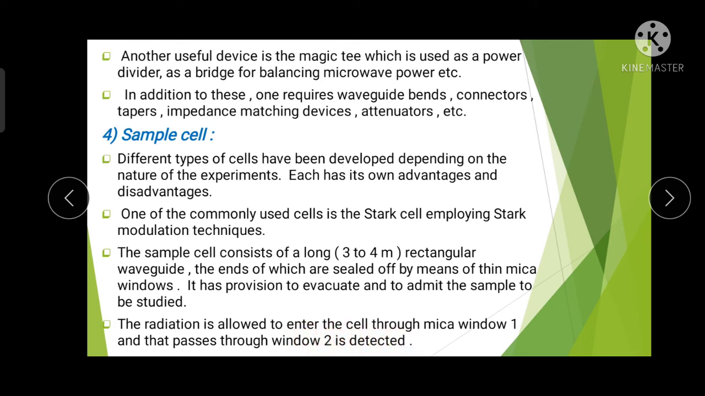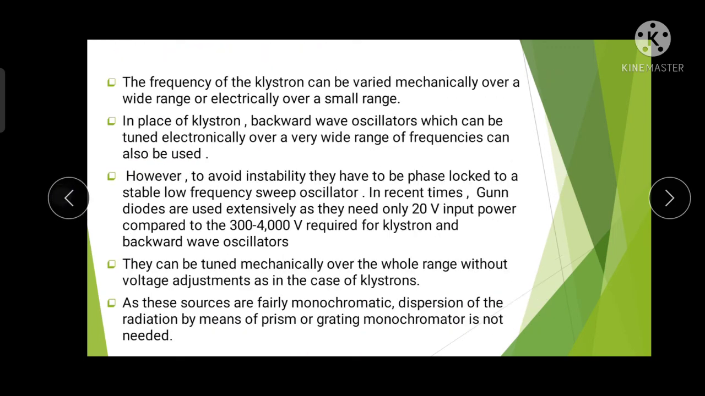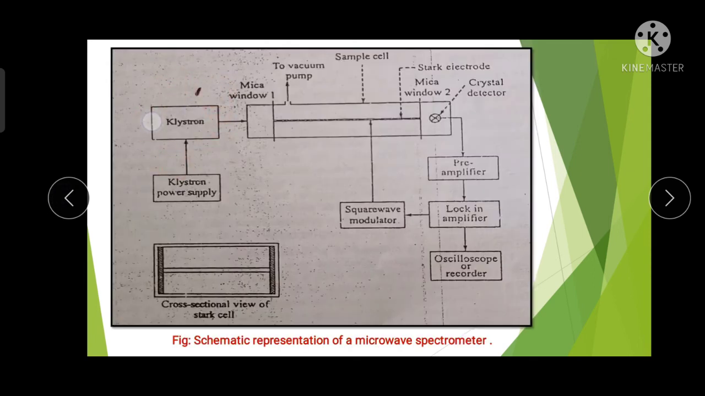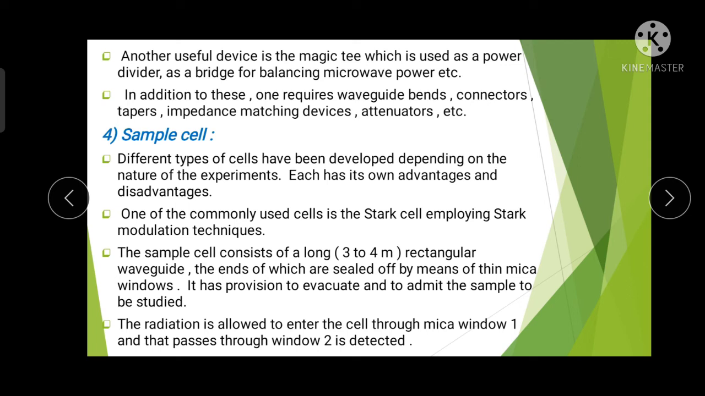The radiation is allowed to enter the cell through mica window 1 and pass through window 2, where it is detected. That means the radiation is emitted from the klystron, which is the source of microwave radiation. After emission from this source, it passes through the sample cell. First it enters through mica window 1, then leaves through mica window 2, and after that there is the detection technique, as already seen in the figure.